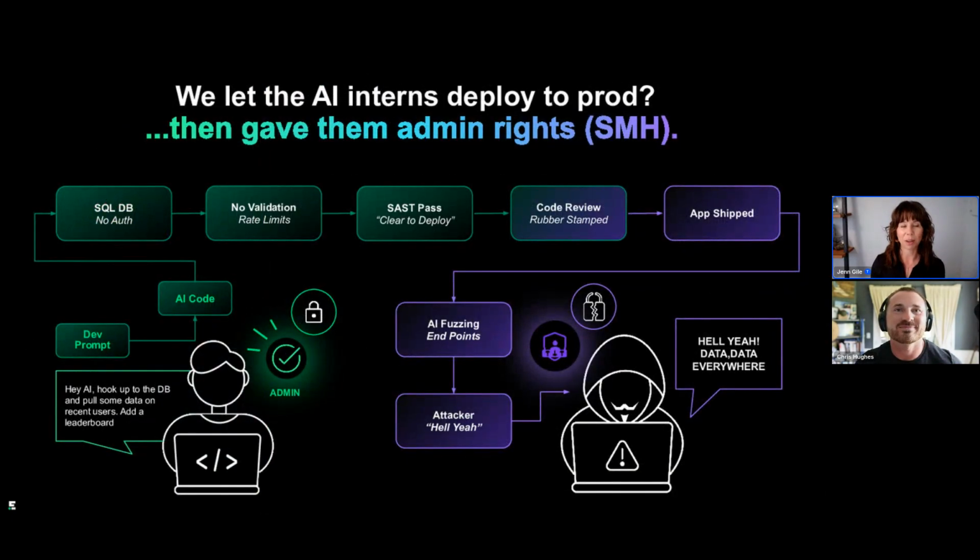If we look at the big flow of how code is flowing from an AI code assistant out into production, we start with a natural language prompt. Over here on the left side, we have a developer saying, "Hey, AI, hook up to the database and pull some data on recent users, add a leaderboard."